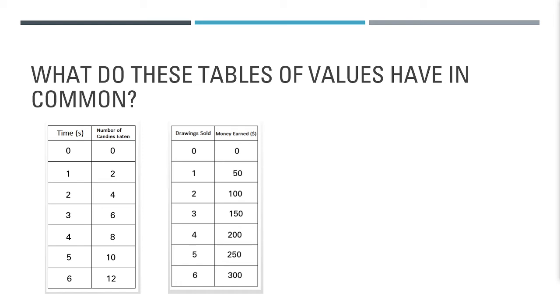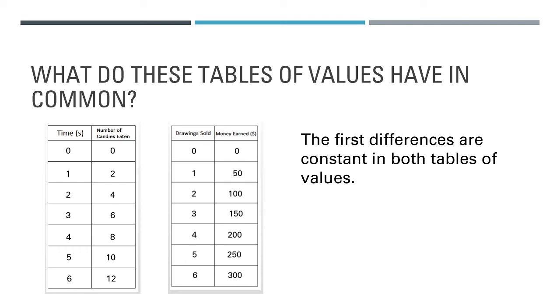Another characteristic of direct variation which we are going to focus on is how direct variation is reflected in tables of values. So what do these two tables of values have in common? And the answer to that question will reveal two important characteristics of direct variation. The first thing we can notice is that both tables of values have first differences that are constant. And so if we look here in the first table of values, you will see that the first differences are all going to be 2.